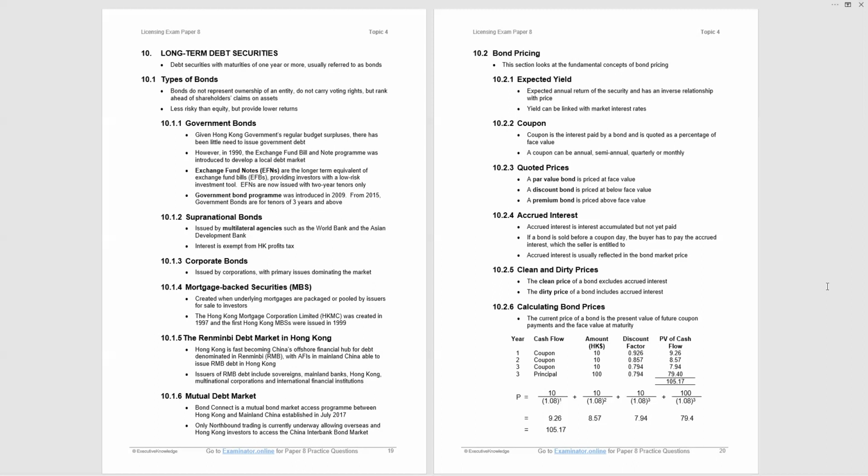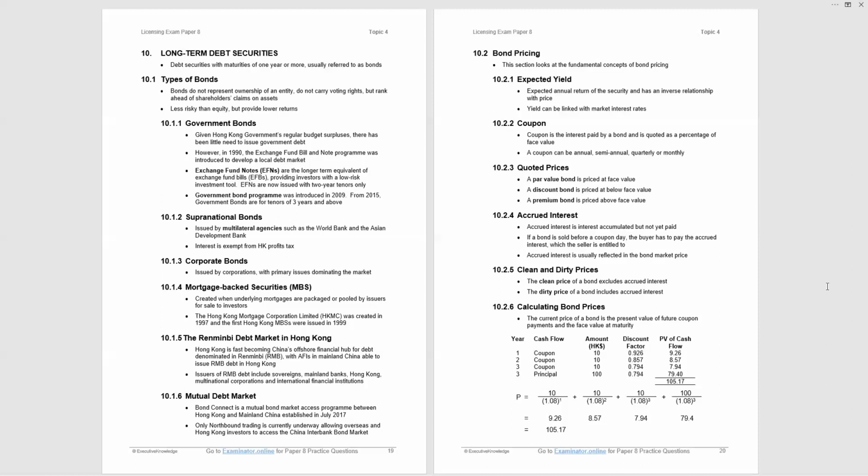Now, the relationships in 10.2.3 on quoted prices are very important and are worth one question to you if they examine it. Because a par value bond is priced at face value, let's say $10,000. Now that's known as a par value bond. That is where the coupon is equal to the yield.